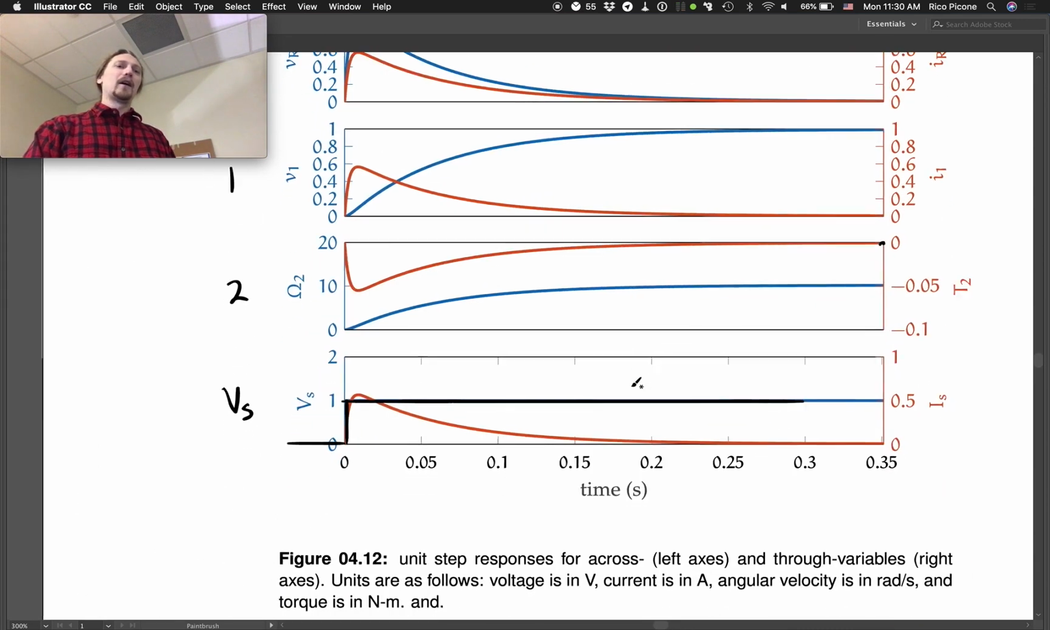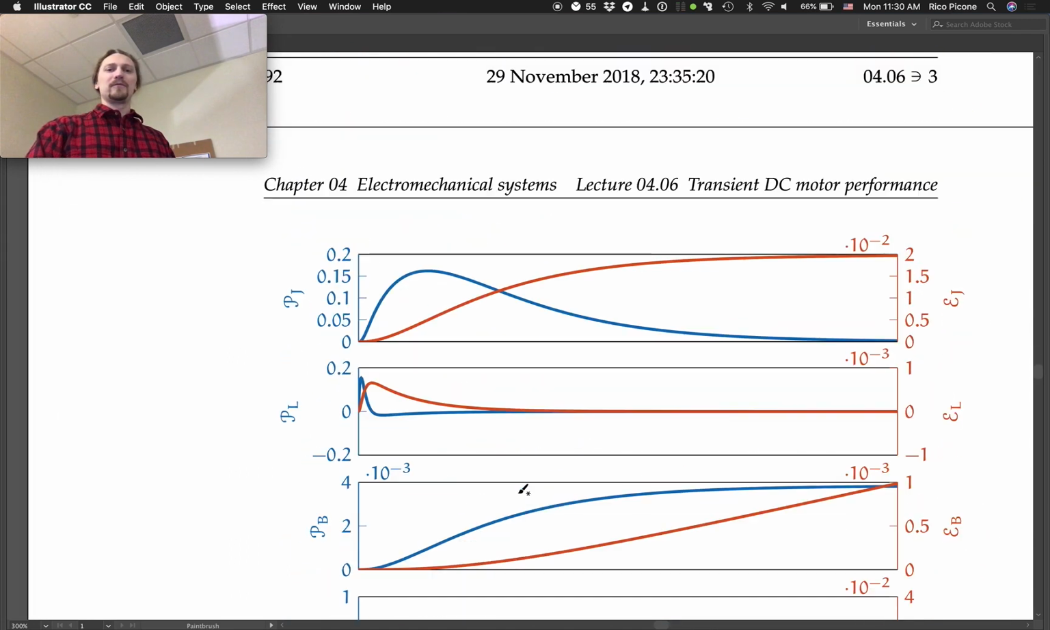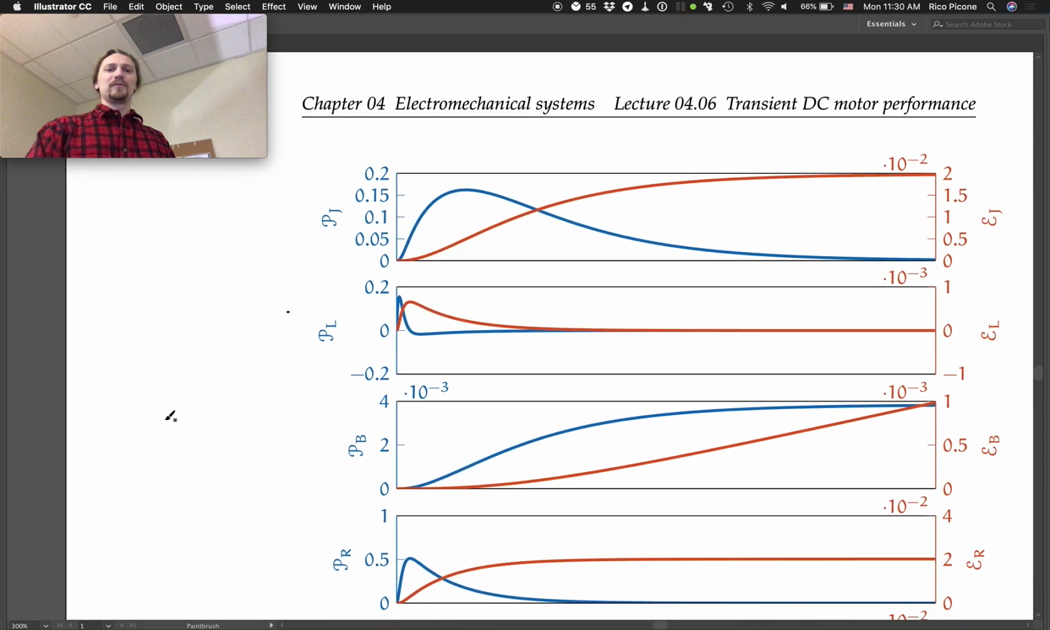So if you want to see how I do these plots, they'll be up there. So here's the result. We get to see the power flow for this. J is an energy storage element, an A-type energy storage element. J is going to store energy and maybe release it to the circuit. We'll see.